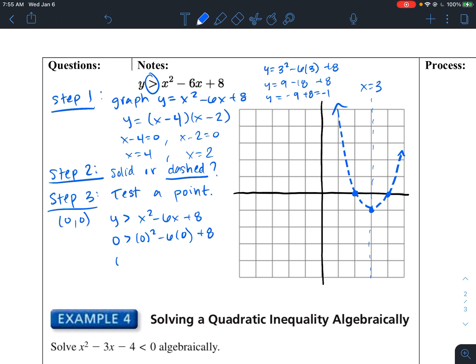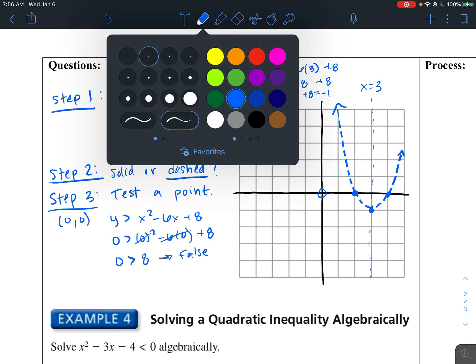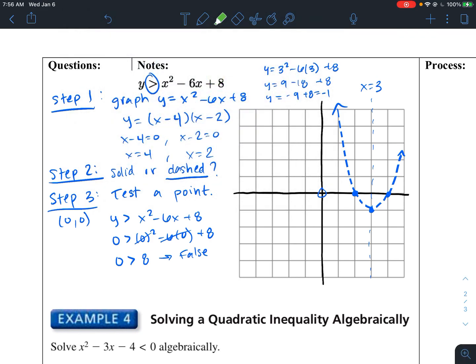Okay, so this is 0 on this side. That's 0, and that's 0. So then I have this right here. So my statement says 0 is greater than 8, which we know is false. So the region out here tests false, which means we shade on the other side. So we're going to shade inside the parabola. There you go. There's our inequality.